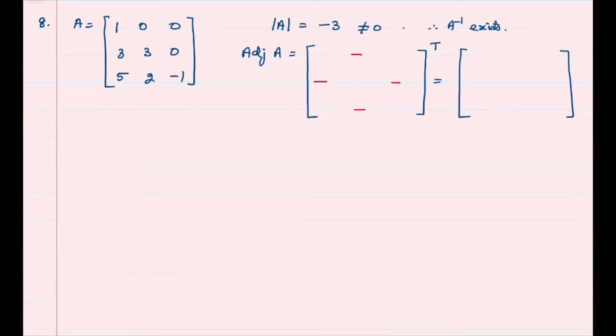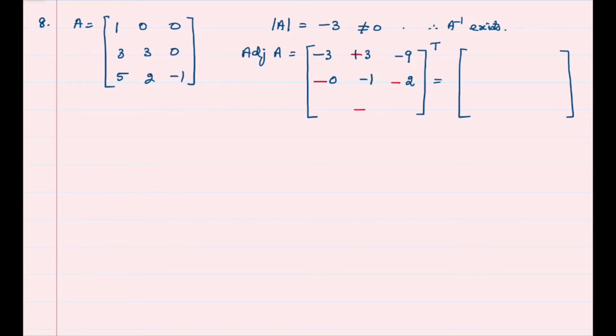Cofactor of 1 is minus 3 minus 0, which is minus 3. Cofactor of the next element 0 is minus 3 minus 0, minus 3. Here we have to change the sign, which becomes plus 3. Then cofactor of the next 0 is 6 minus 15, which is minus 9. Cofactor of 3 is 0 minus 0, 0. Cofactor of the next element 3 is minus 1 minus 0, which is minus 1. Then cofactor of 0 is 2 minus 0, 2. But that position gets a negative sign, which makes it minus 2.